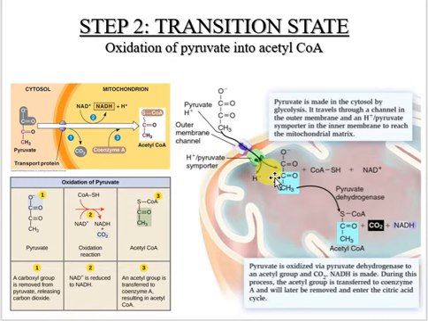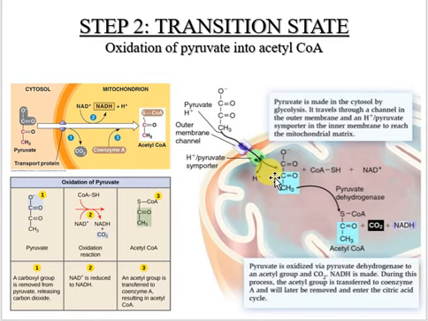So first, you start off with 2 molecules of pyruvate. Those 2 molecules of pyruvate are oxidized, and they are transformed into molecules of acetyl coenzyme A. Now, the reaction itself, this first one occurring across the mitochondrial membrane, will produce 1 NADH per pyruvate.